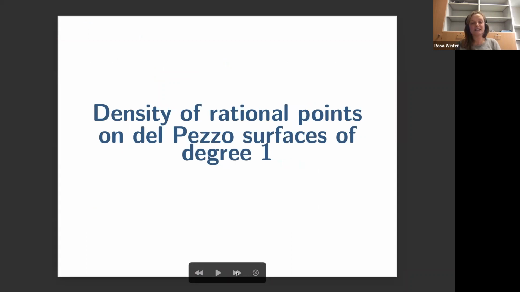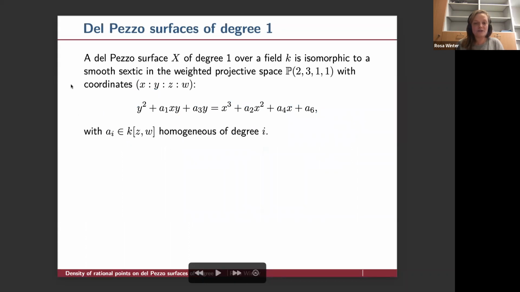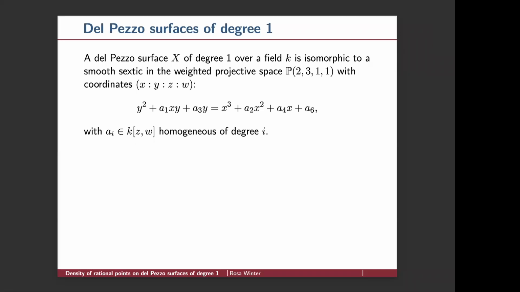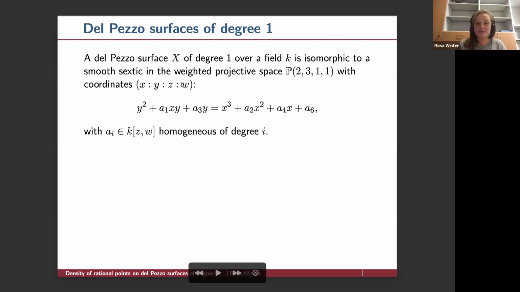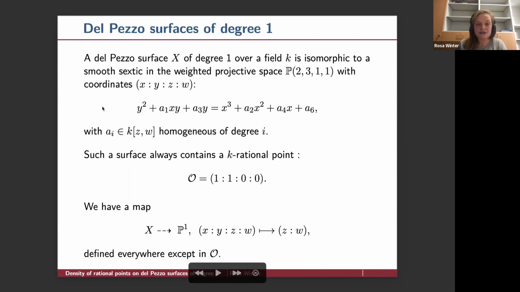Okay, so now I'm going to talk about the density of the rational points on the Del Pezzo surface of degree 1. I first want to say a bit more about their geometry. A Del Pezzo surface of degree 1 over a field K is isomorphic to a smooth sextic in the weighted projective space with weights 2, 3, 1, 1. So X has weight 2 and Y has weight 3, and Z and W have weight 1. And it's given by a homogeneous equation of degree 6. From this equation, you see already that such a surface always contains a K-rational point. If I set X and Y to 1 and Z and W to 0, I have a point on this surface.